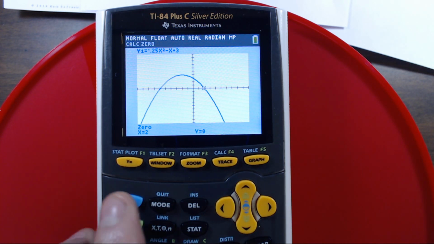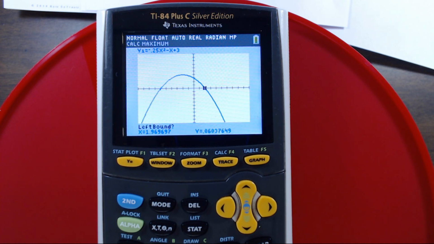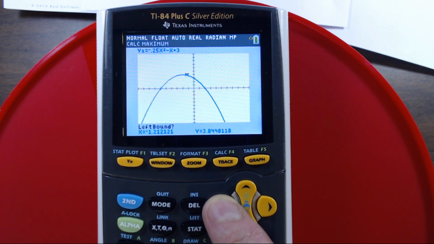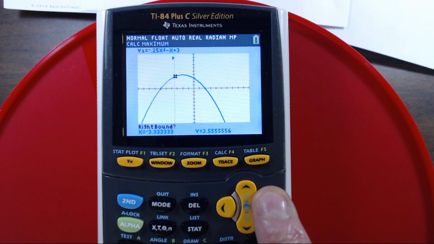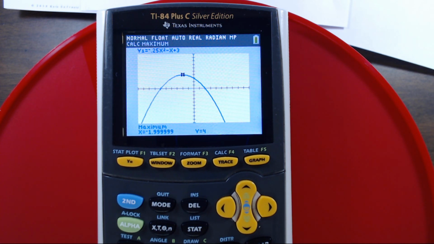And just as a final point, you could hit second trace if you didn't know what the vertex was. Okay, we know there's a maximum to this graph. It's not a minimum, it's a maximum. You're going to play the same game here. It says left bound. This time, we're going to go a little bit to the left of the top of the hoop. Right bound, go a little bit to the right of the top of the hoop. And it's going to actually guess the vertex point. See what it did? It said -0.199999. You have to infer that that's probably not, you need to round up, -2, 4. Okay, so even if you didn't know what the vertex was, you could find it.